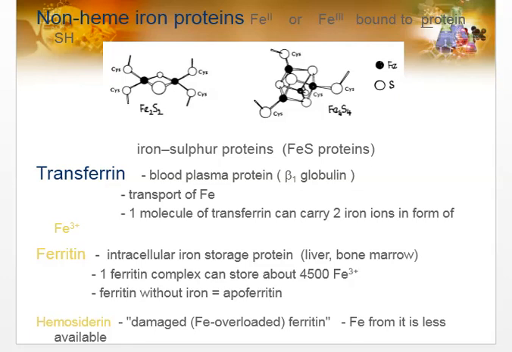Then last, hemosiderin, damaged ferritin, iron overloaded ferritin. Iron from it is less available.